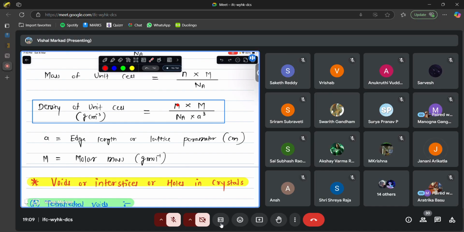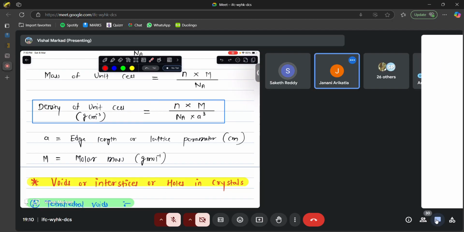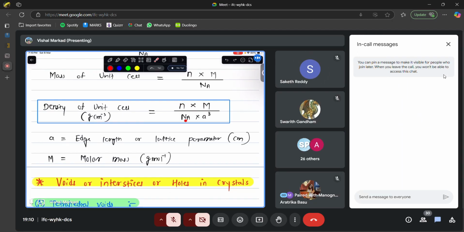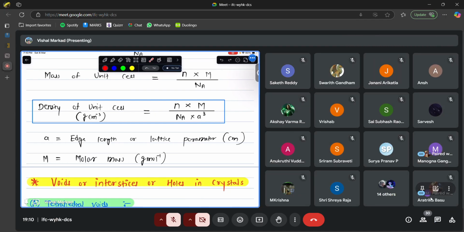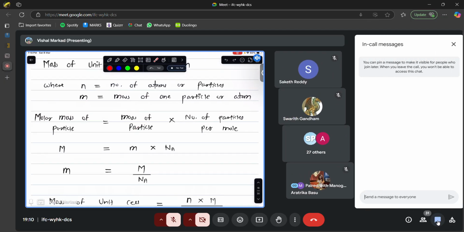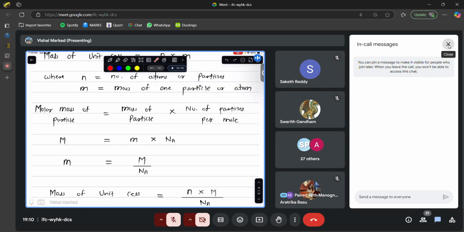SCC one, BCC two, and FCC four. Na stands for Avogadro number, and a is the edge length. So only this formula you have to remember, you do not require the derivation. The proof of how it comes is here at this moment.